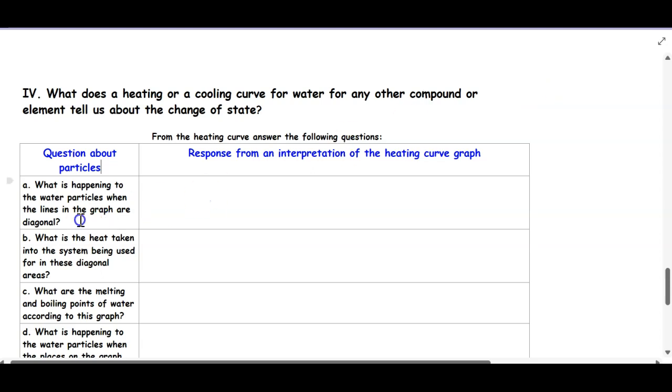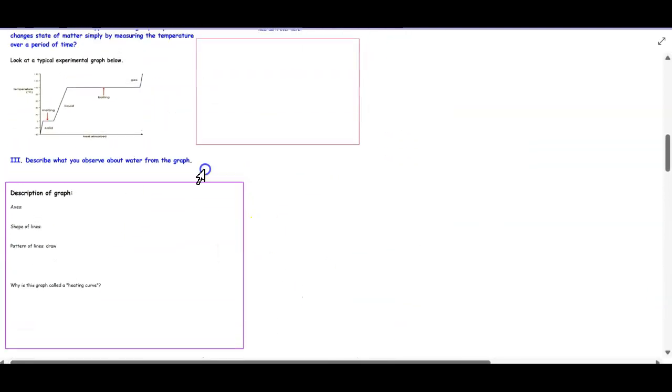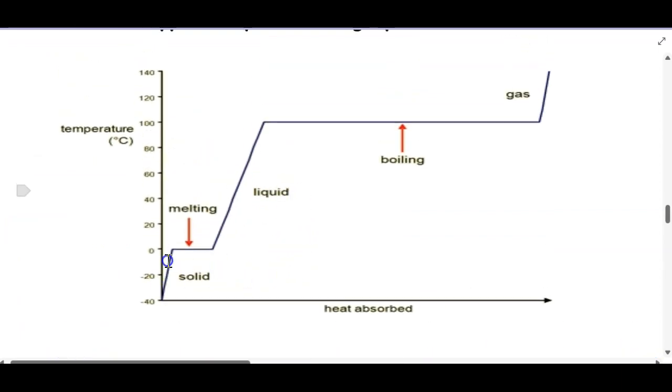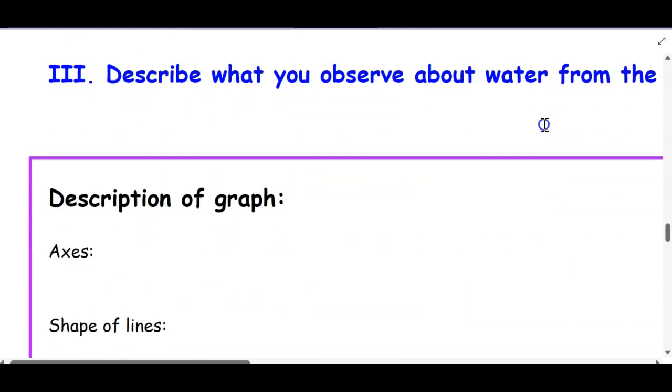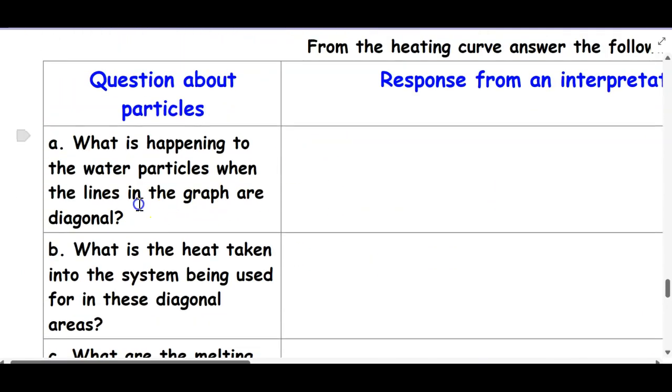So the first question about the particles is, what's happening to the water particles when the lines in the graph are diagonal? All right, so we've had a chance to think about this. Find the 1, 2, 3. There are 3 diagonal lines. So this question is asking, look at what's happening at each of those, and what do the diagonal lines have in common?